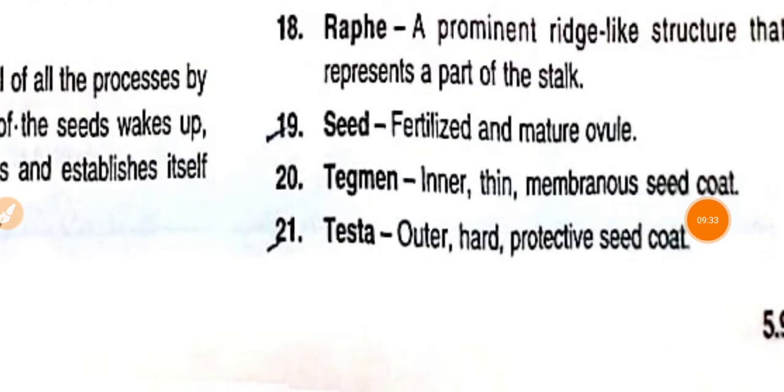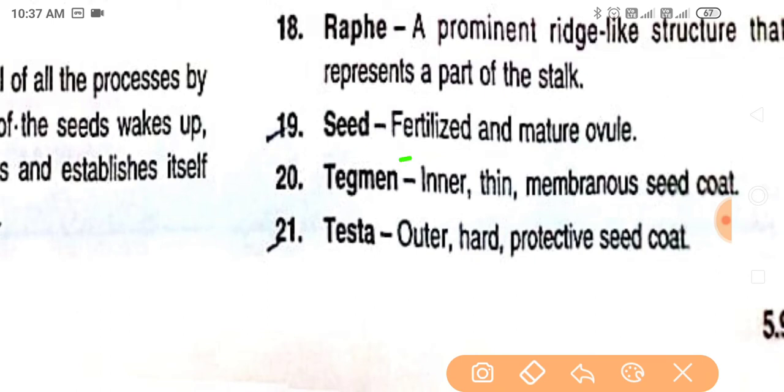And there are some key points which maybe you didn't know earlier. Raphe is a prominent ridge-like structure that represents a part of the stalk. Seed, as you already know, is a fertilized mature ovule, and tegmen is the inner thin membranous seed coat. And the outer hard protective seed coat is known as testa.